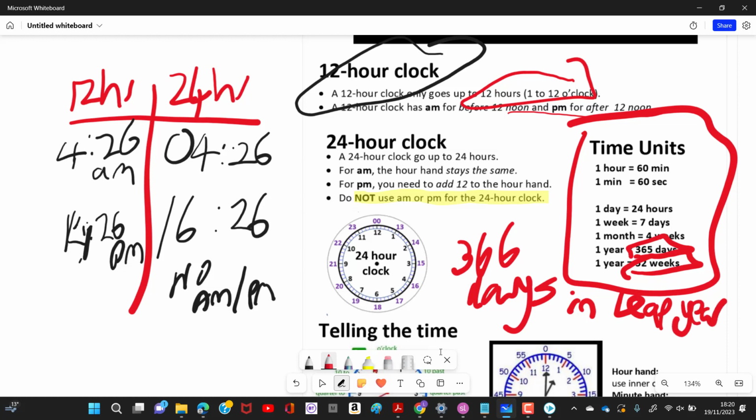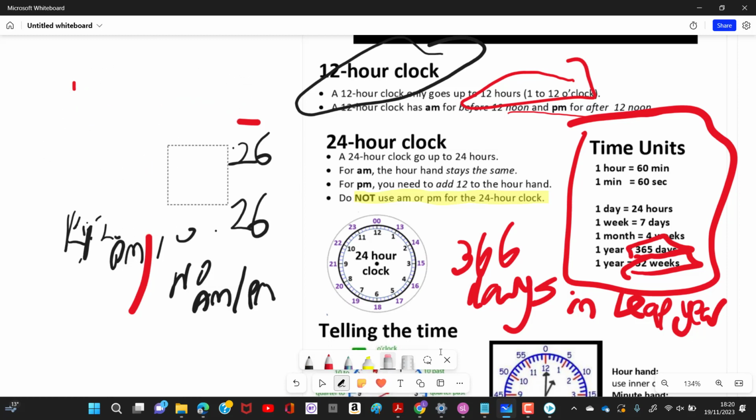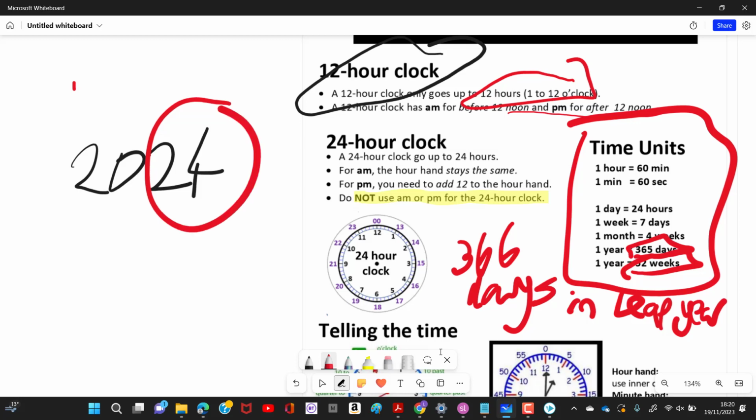Now, how do you know if it's a leap year? Let's give an example. So a leap year will be, let's say 2024. All you've got to do is look at the last two digits, which is 24. Is 24 in the 4 times table? Yes. So this will be a leap year, and that's as simple as that.